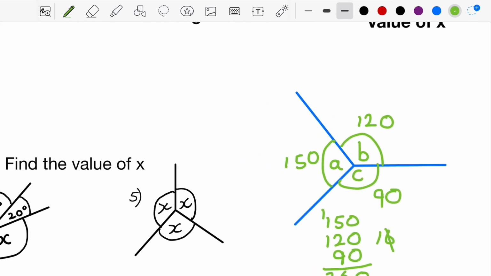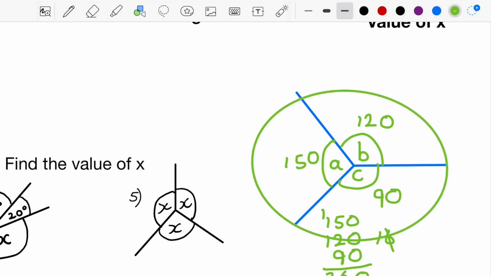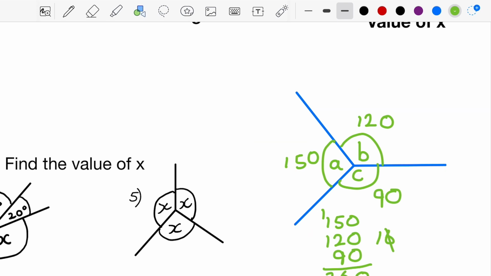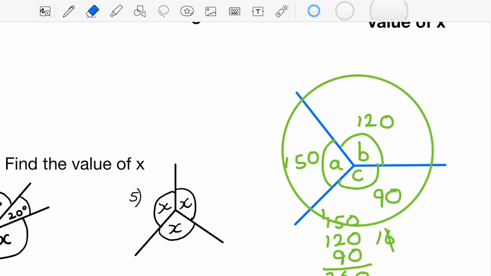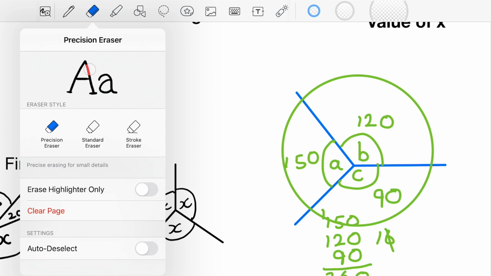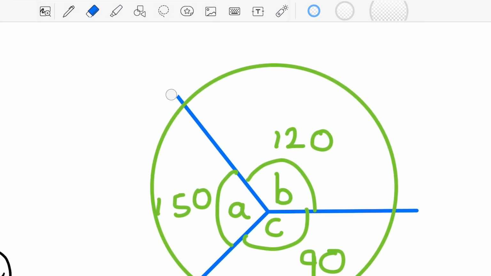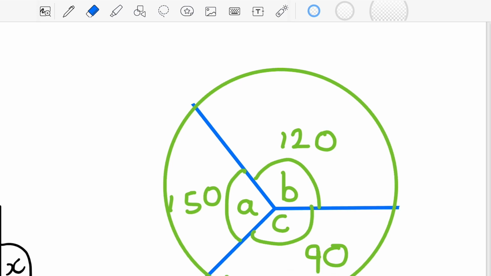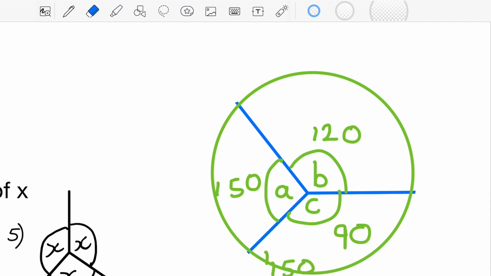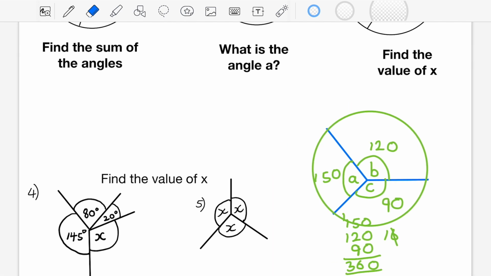Which is similar for a circle. Well, that's an oval, but you all understand. Angles in a circle and angles meeting at a point is basically the same thing.